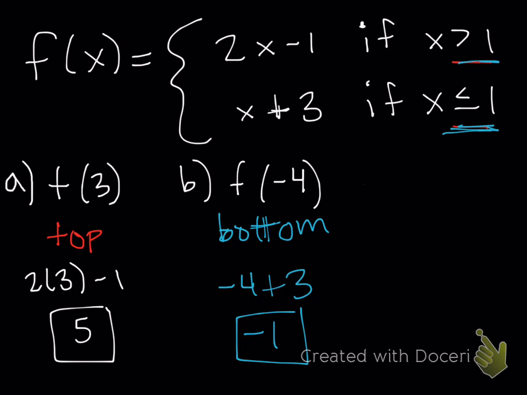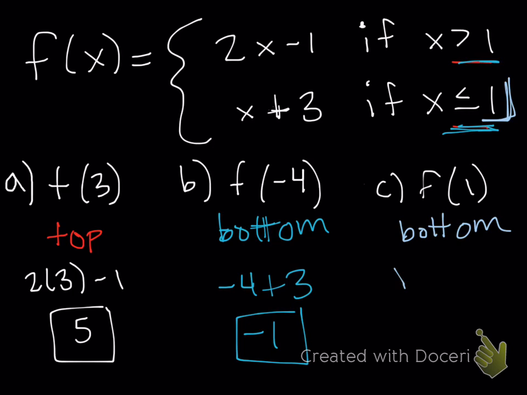And one more, letter C, is f of 1. So again, we got to figure out which place it is true. And 1 is not greater than 1. 1 is less than or equal to 1. So that means I'm plugging into the bottom equation again because it has the equal to piece. So 1 plus 3 is 4, and that is the answer for the last piece.